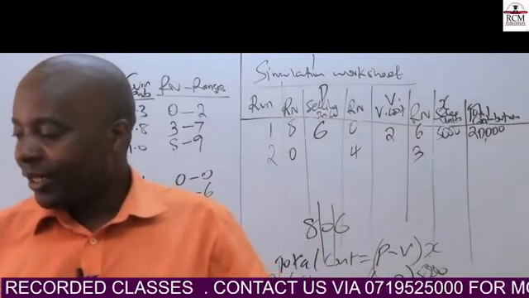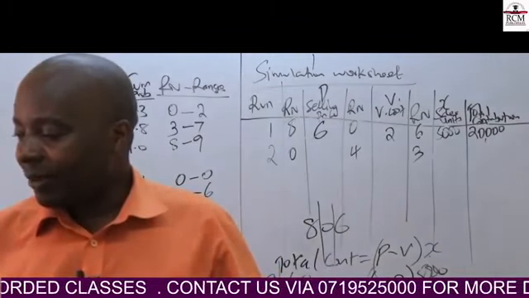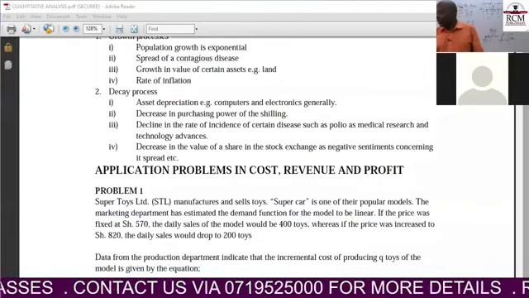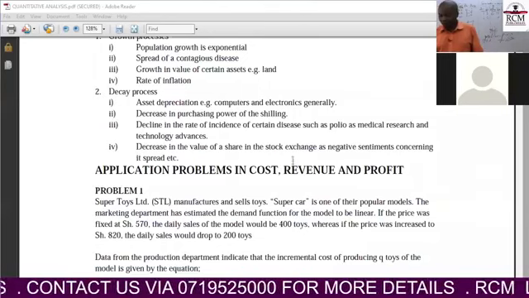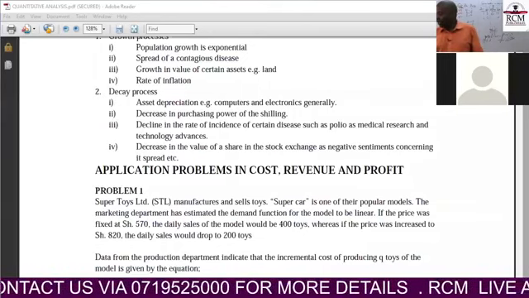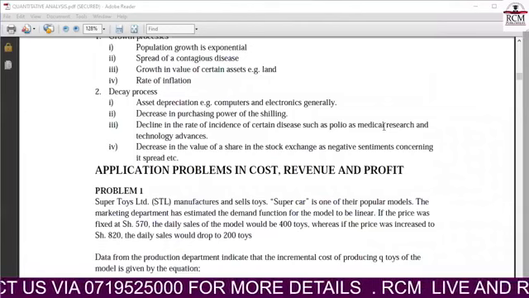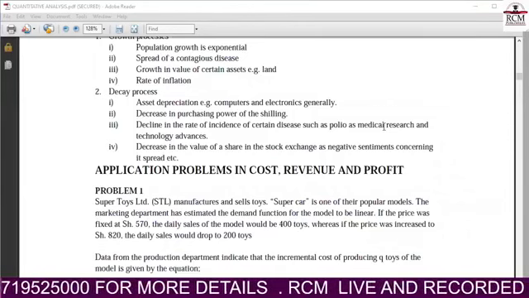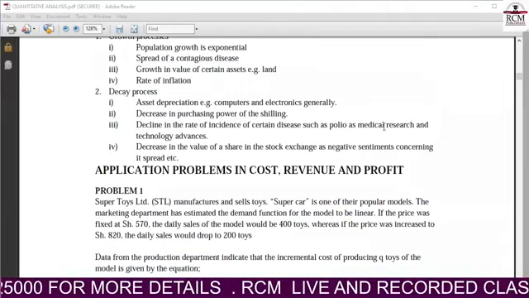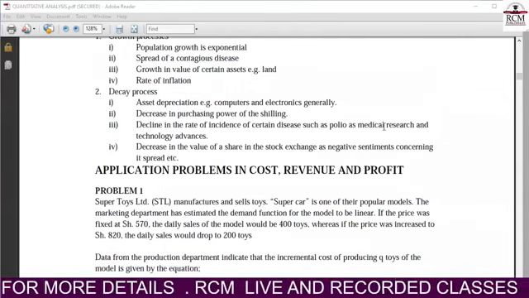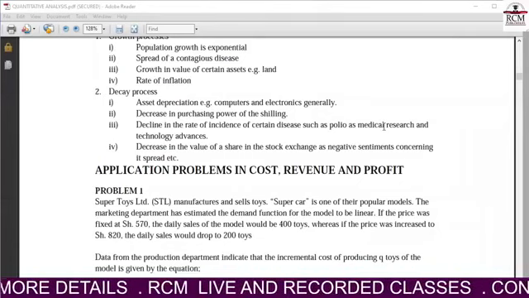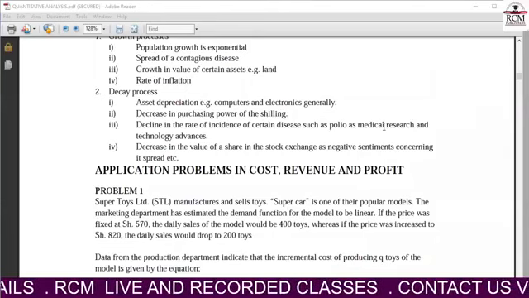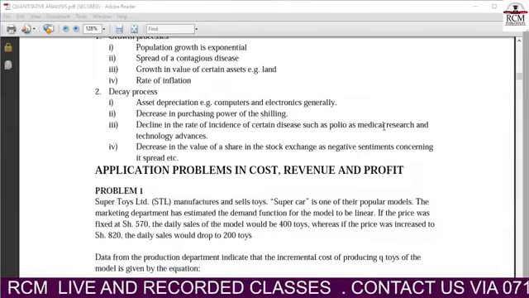Great. Now, ladies and gentlemen, this is mathematics that comes with a prize. This is mathematics for magicians, which comes with a prize. Very interesting question. Super Toys Limited manufactures and sells toys. Supercar is one of their popular models. The marketing department has estimated the demand function for the model to be linear. If the price was fixed at $570, then the daily sales of the model would be 400 toys.